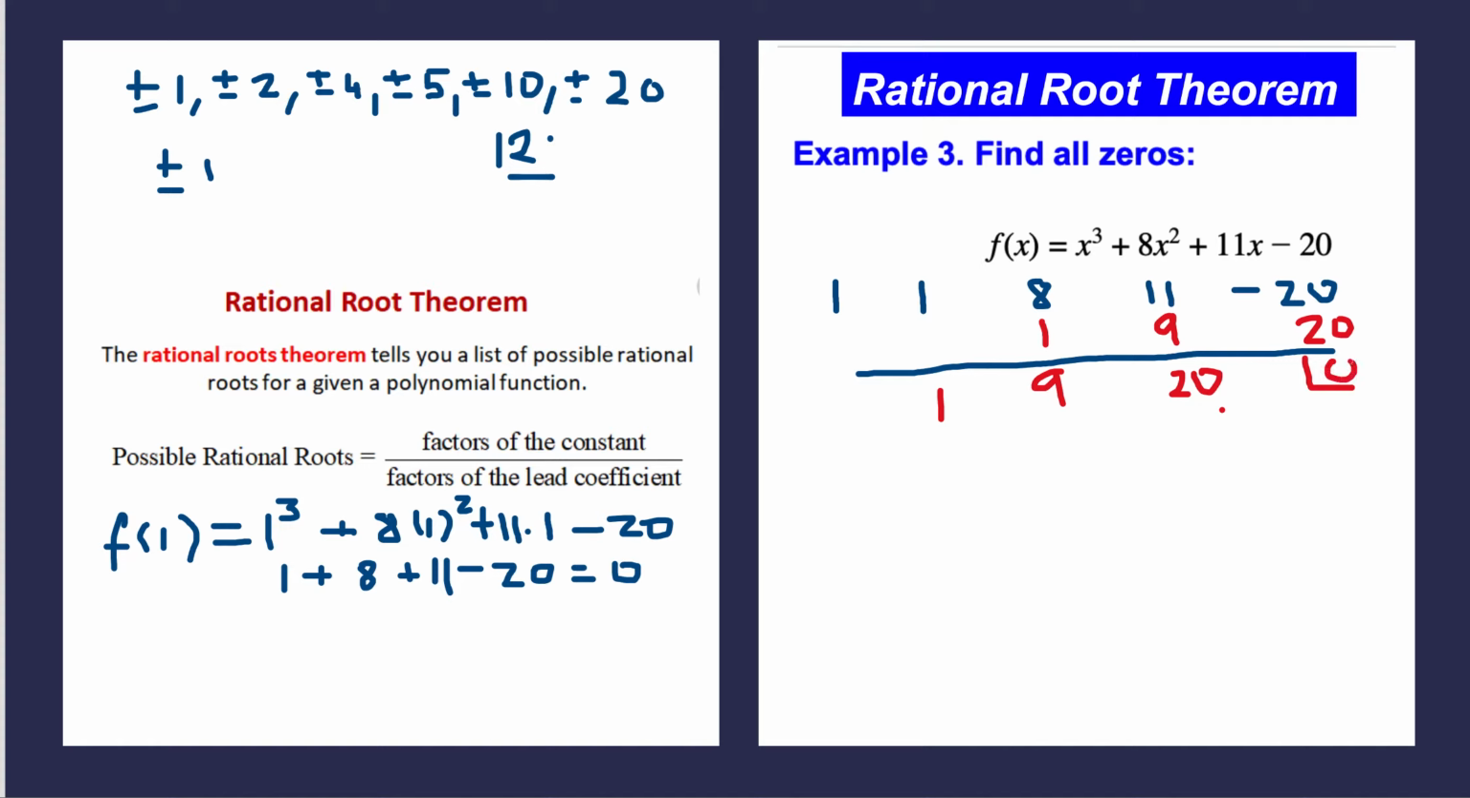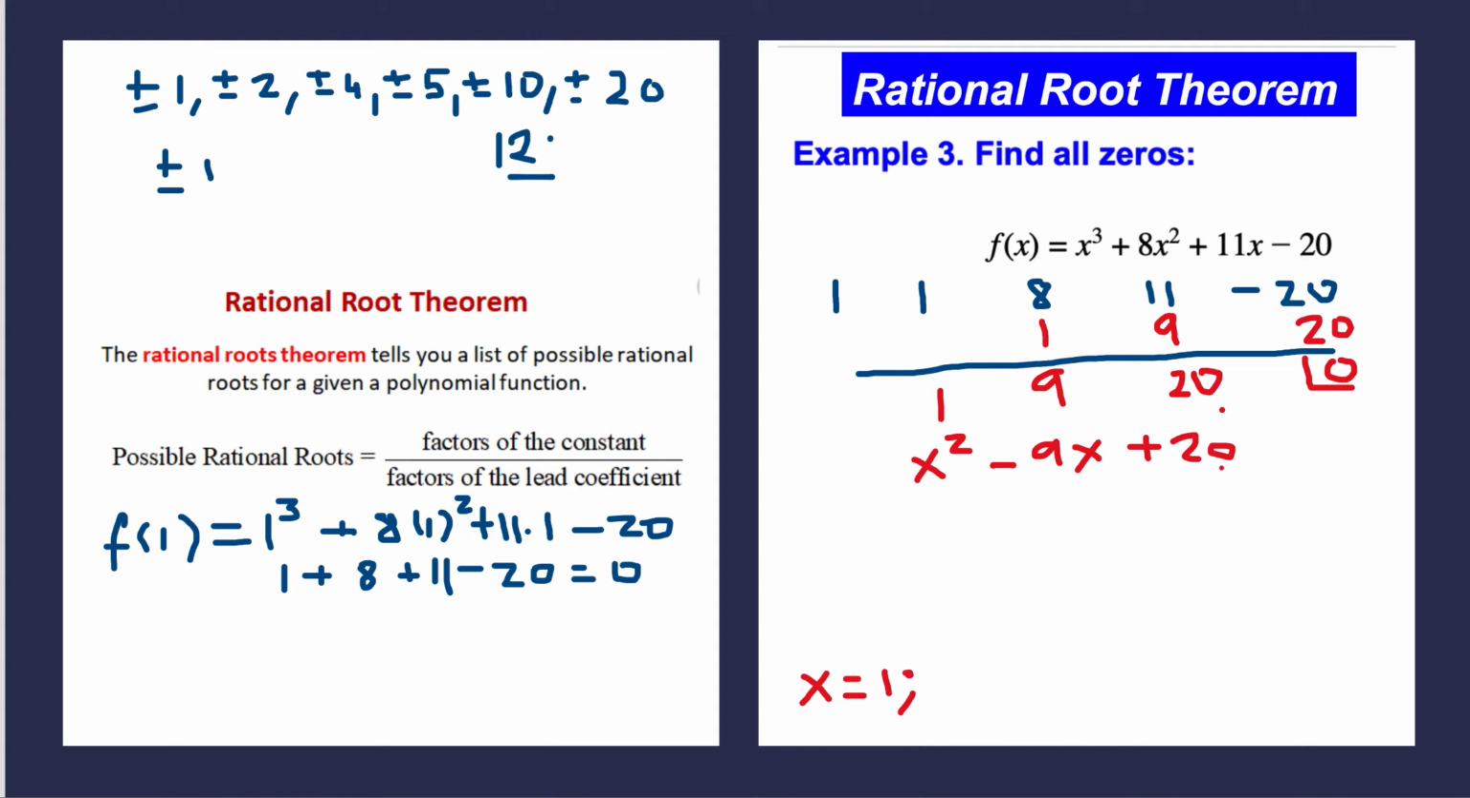So the remainder is 0, which tells me that x minus 1 is a factor. Because it's x cubed and I divided by a linear factor, the quotient is x squared, one degree less, plus 9x plus 20. This is the second factor. As we see in this example, 1 is a solution. So x is equal to 1 is one solution. Let me write it here and look for the other solutions.